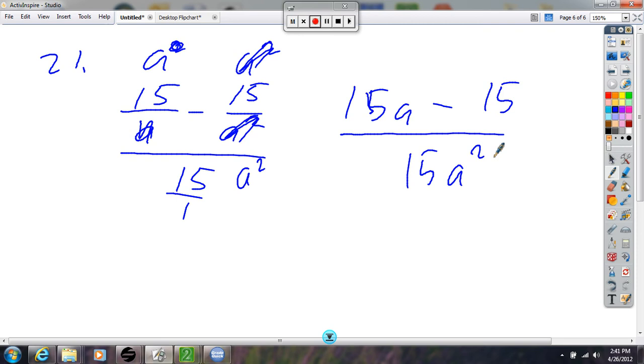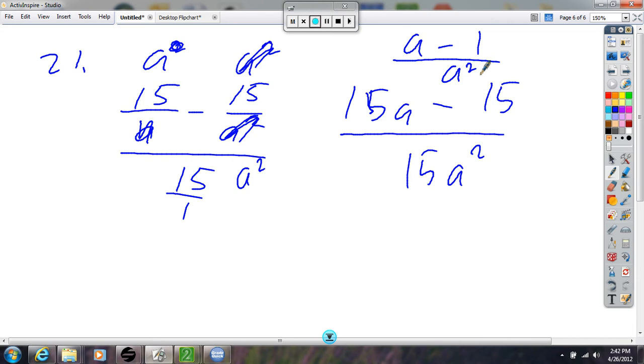What do I do to check to see if I can reduce it down any further? Is there a common factor in every part? In here, and in here? If there is, then I can take it out. You can take 15. There's a 15, a 15, and a 15, so it's common. So I can divide all of them by 15. So what do I get? A minus 1 over a squared. Just my cancel with 15.